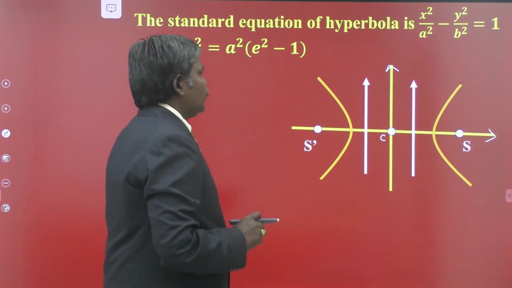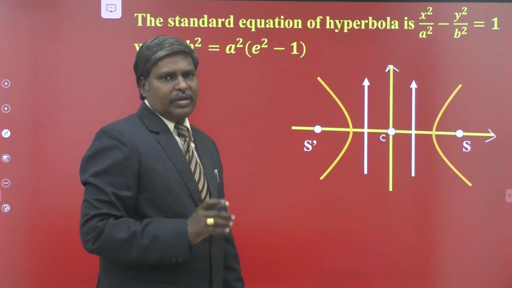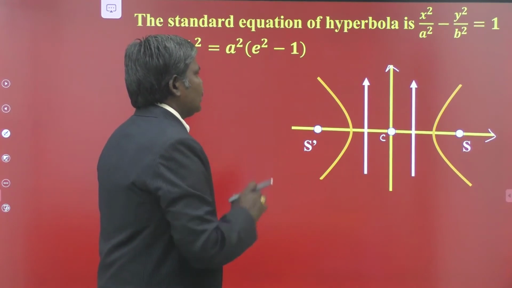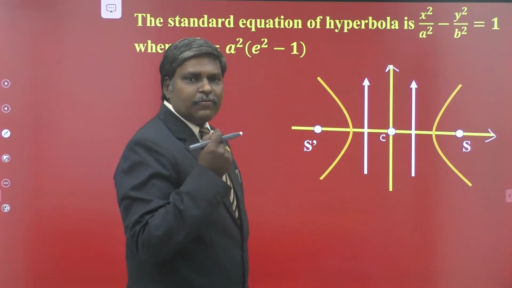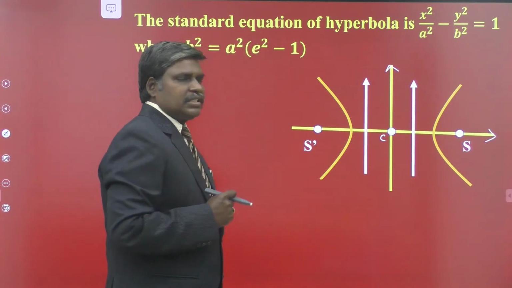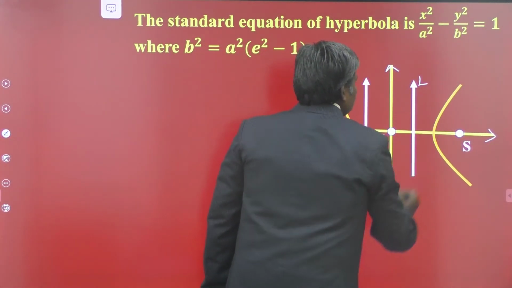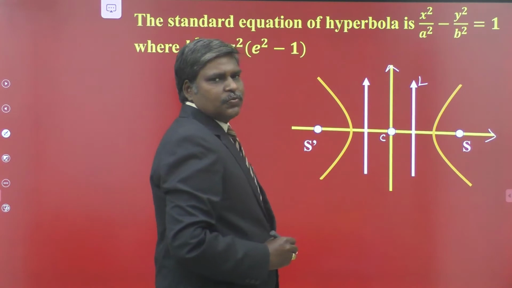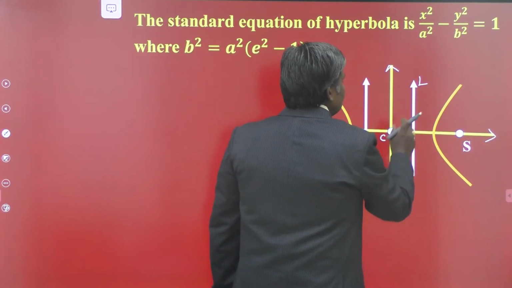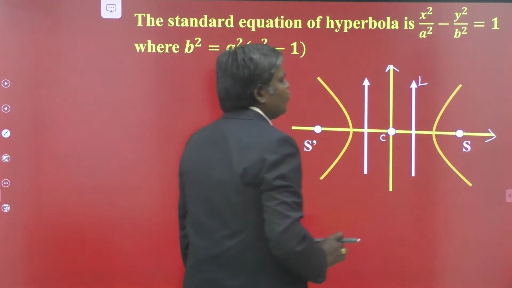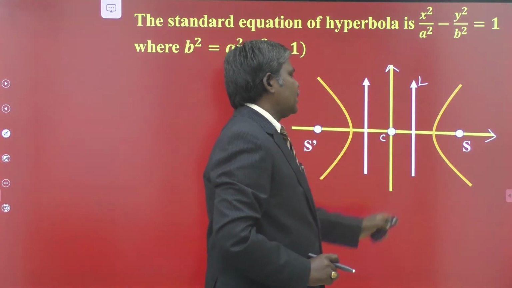Now let us try to derive this one: x square by a square minus y square by b square equal to 1. So first we construct the hyperbola. For that, what do we need? One focus and its corresponding directrix must be known to you. So let S be the fixed point, that is the focus, and L a fixed line in the same plane called the directrix, not passing through the focus S. So S is the focus and L is the directrix.